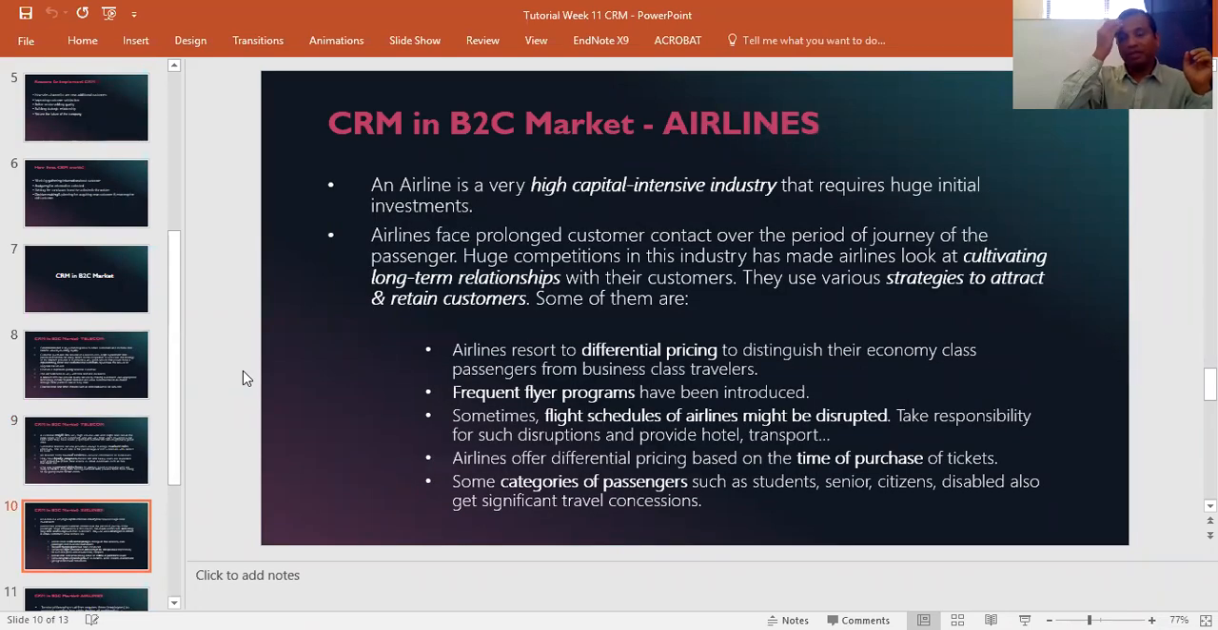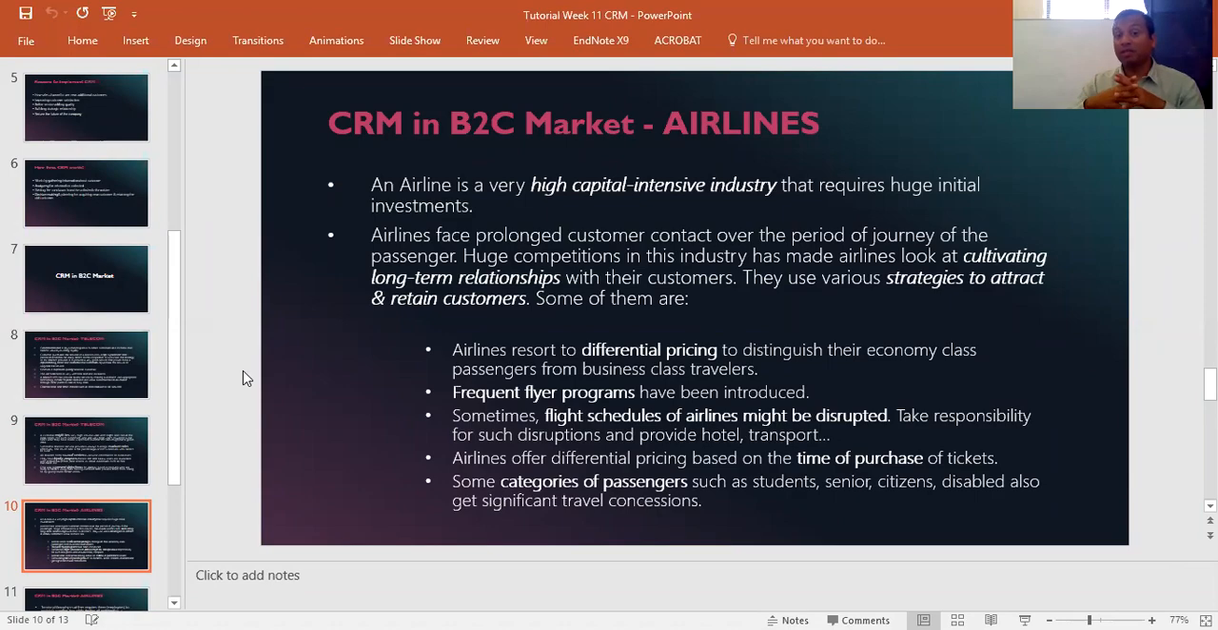The second one is airlines. We all know that airlines is a very capital intensive industry. Think about the investment in creating the cargo space, or even the airports, and the cost of the aeroplanes. It is a high capital intensive industry that requires huge investment at the initial stage. Airlines face prolonged customer contact over the period of the passenger's journey.